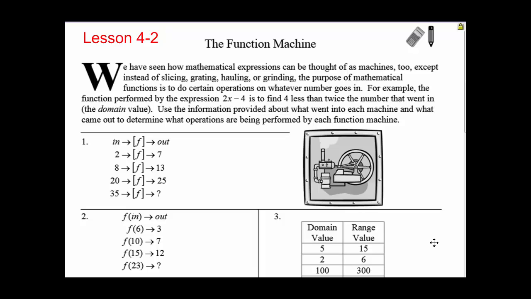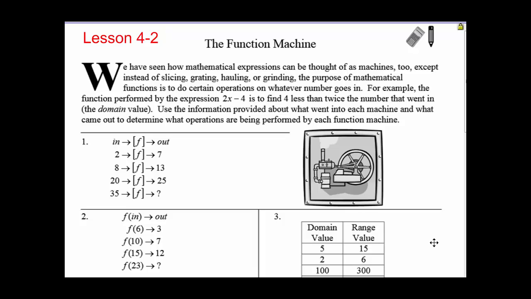What we need to do is look at how the value of one variable may be uniquely determined by the value of another variable. And we're also going to look at how relationships may be represented using words, tables, equations, ordered pairs, and even graphs. So this is the function machine.